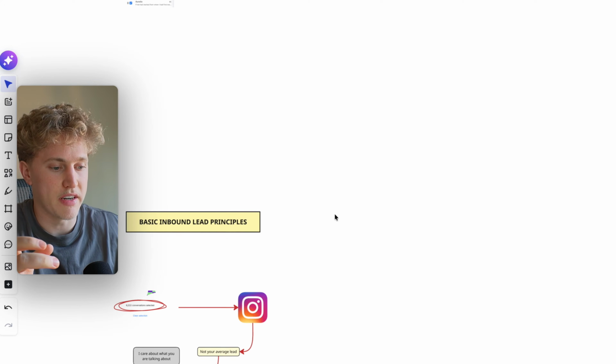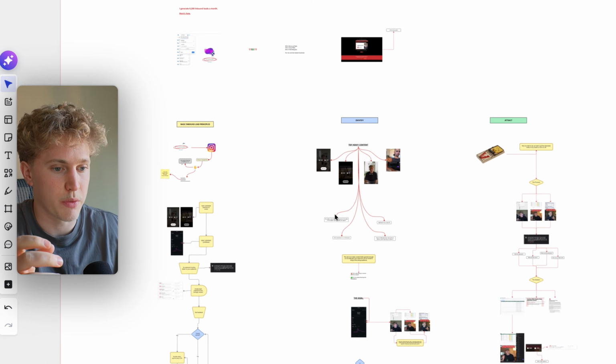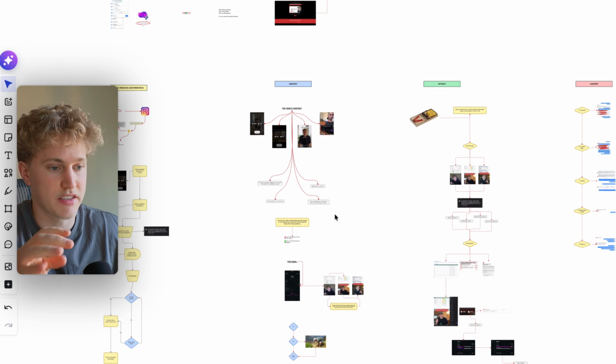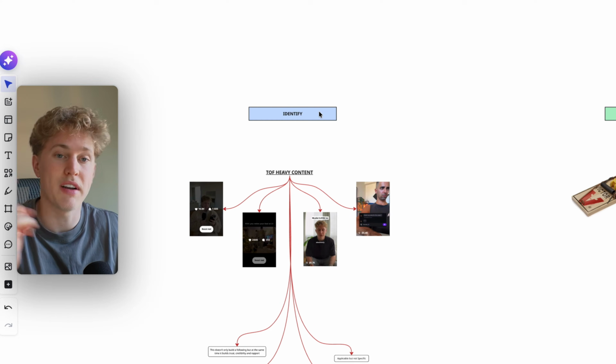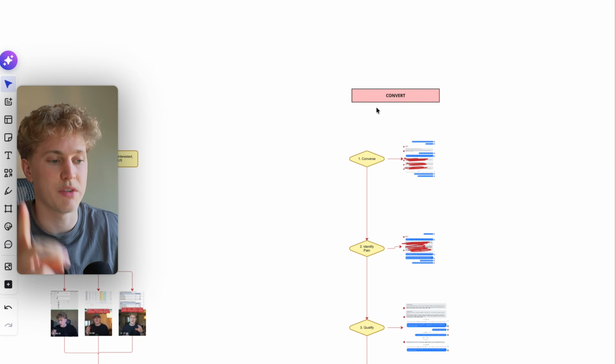And now I'm going to show you exactly how I do all of this, how it all works, and I'm going to break it down into 3 different sections that you can see here. So we're going to go, actually 4 different sections. We're firstly going to go through the basic inbound lead principles, and then we're going to go through how to identify these leads, how to attract them, and then how to convert them at the back end.